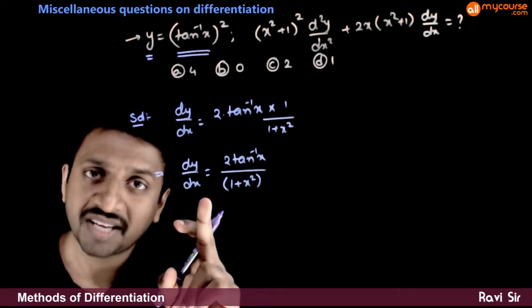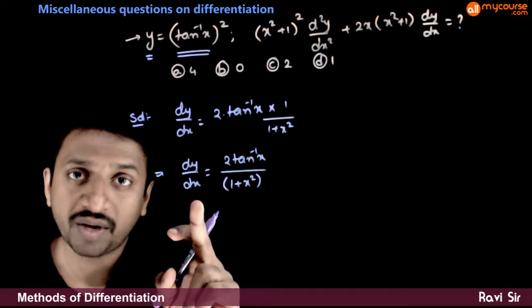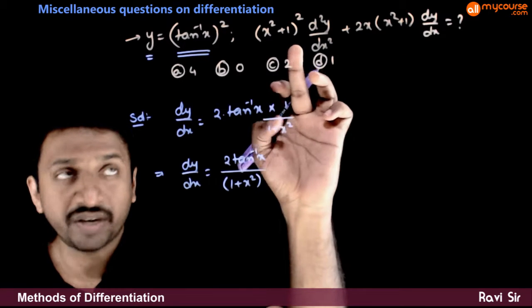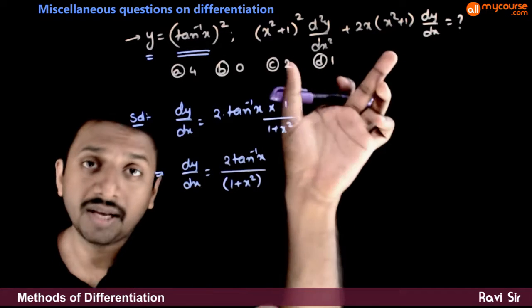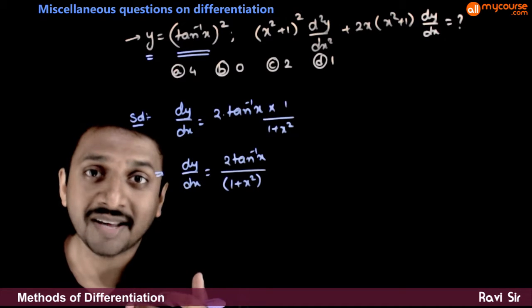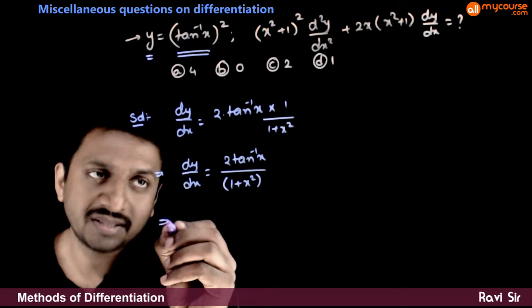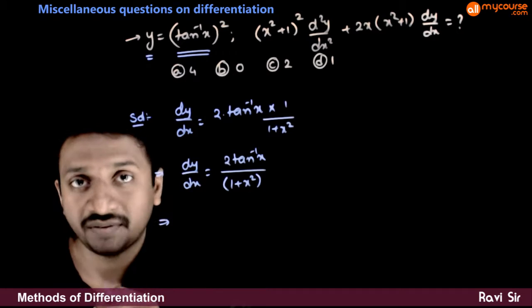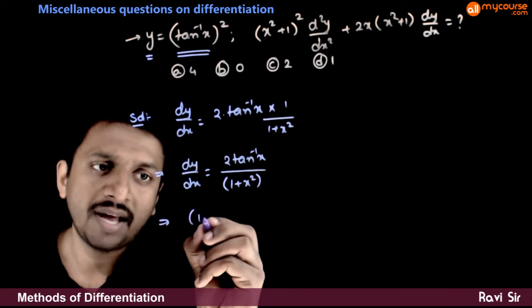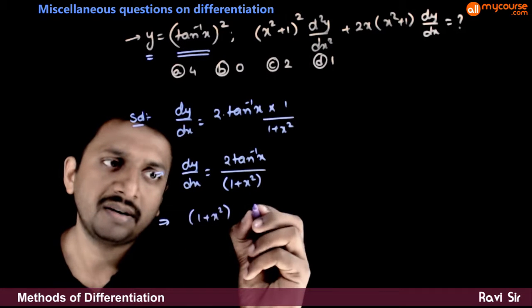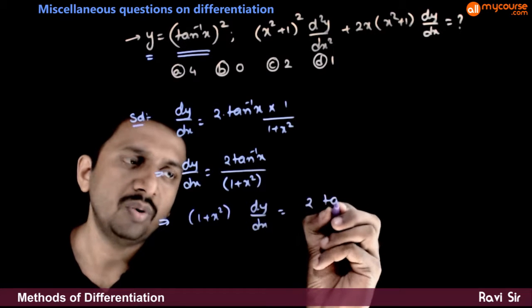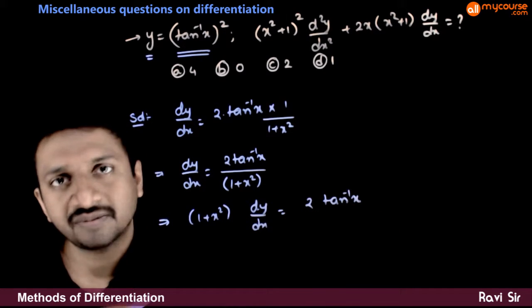So if you differentiate this again, you get d square y by dx square, and if you substitute dy by dx and d square y by dx square in this expression, you can get the answer. But let us do it a little more intelligently. So what I do is, instead of directly doing the differentiation here, I'll do the cross multiplication. So 1 plus x square into dy by dx is equal to 2 tan inverse x.